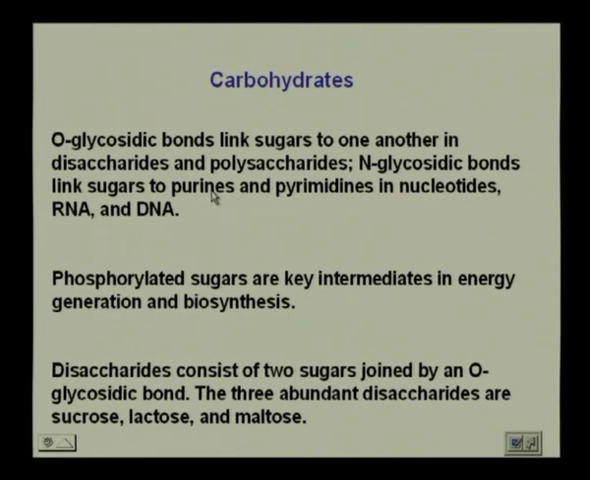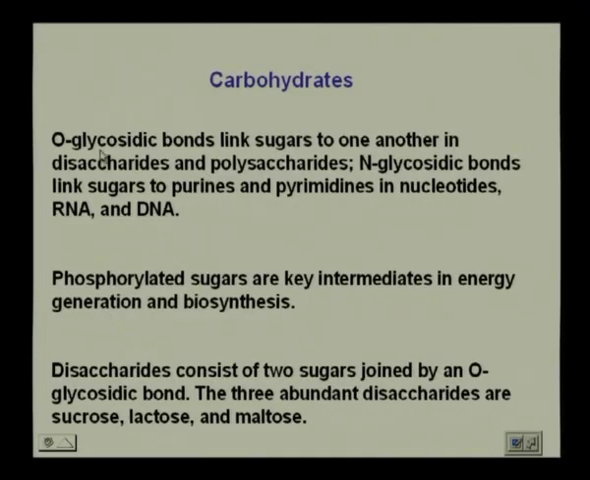Now, what we have here are certain types of bonds that we are going to be looking at. Glycosidic bonds are those bonds that link sugars to one another. When we consider, say, glucose linking with another glucose moiety, or glucose linking with galactose or mannose, through O-glycosidic linkages, we form disaccharides and polysaccharides. So, these are the O-glycosidic bonds that link sugars to one another in disaccharides and polysaccharides.